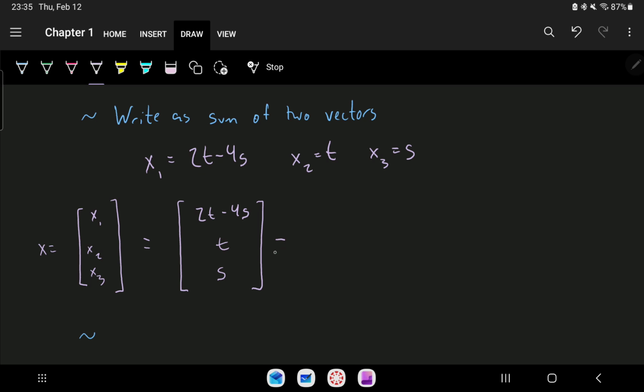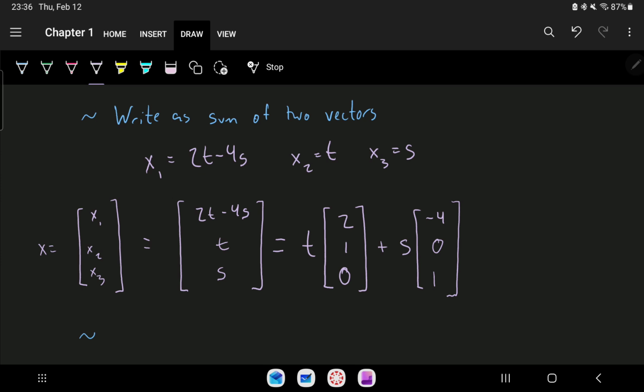By seeing that this is essentially equivalent to factoring out the variables and adding the two together. So we could say t times 2, 1, 0, with 0 on the last one because the x3 does not have any t component, plus s times the vector -4, 0, and 1.